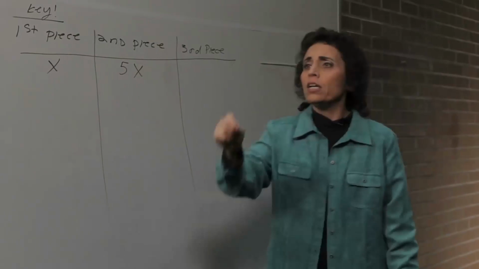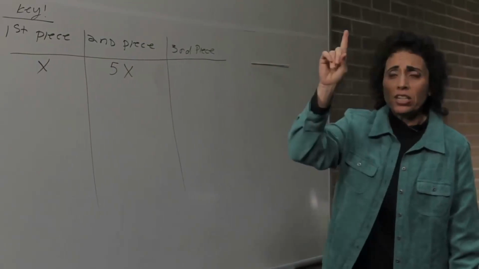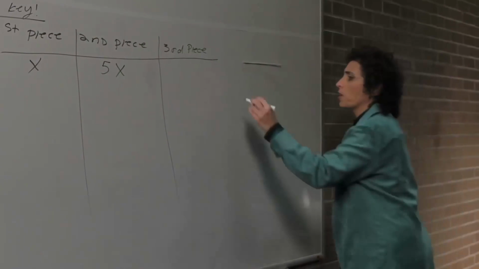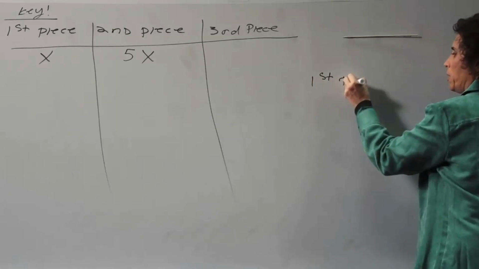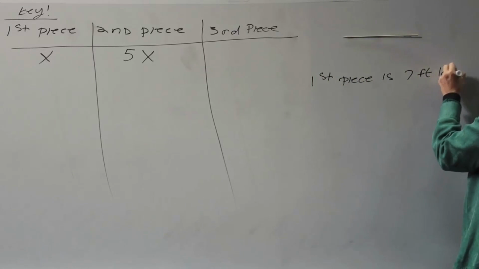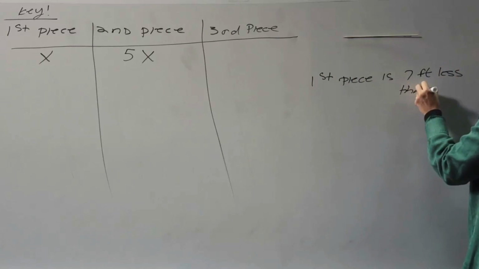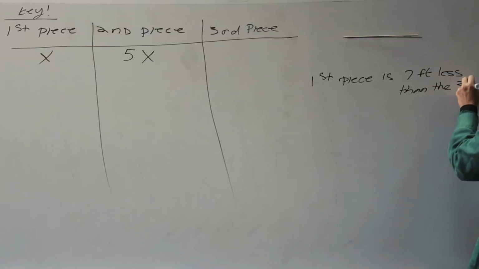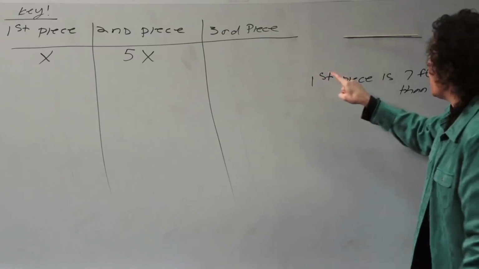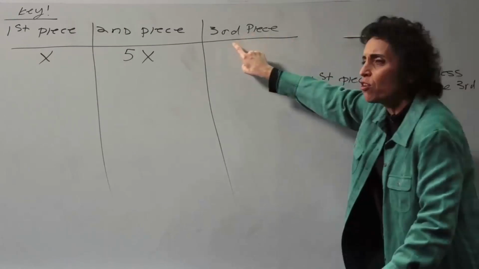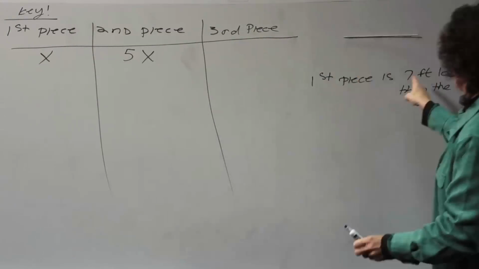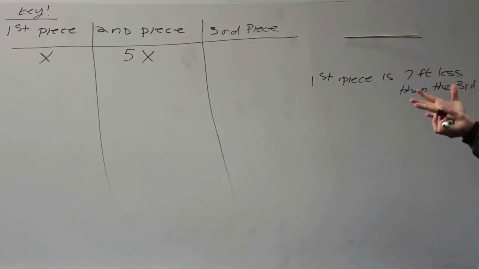It says, and the first piece is 7 feet less than the third. First piece is 7 feet less than the third. Okay, here's the problem with that. The problem with that is I don't care about the first piece, I care about the third piece. So I'm going to rewrite this in terms of the third piece.